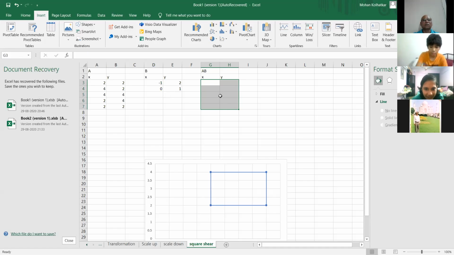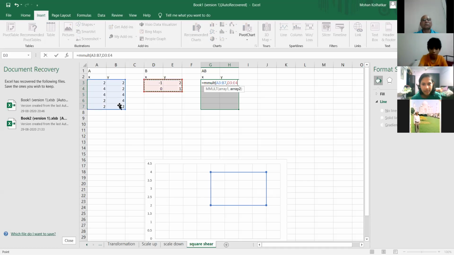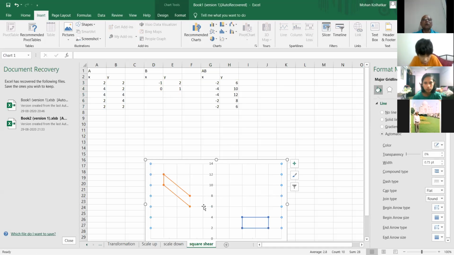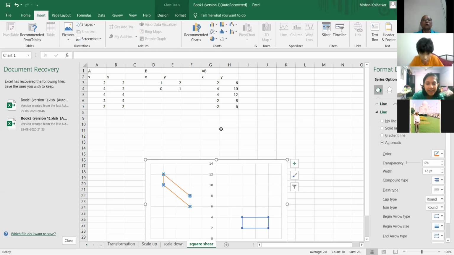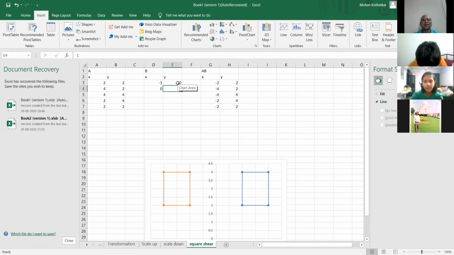Now is equal to MMULT, array 1. Control Alt Delete. Now it is okay. Sir, but why is it just giving me this? Put a 0 here. Why? Instead of 2, you put 0. Why E3? I'll modify that. You got it. Very good.